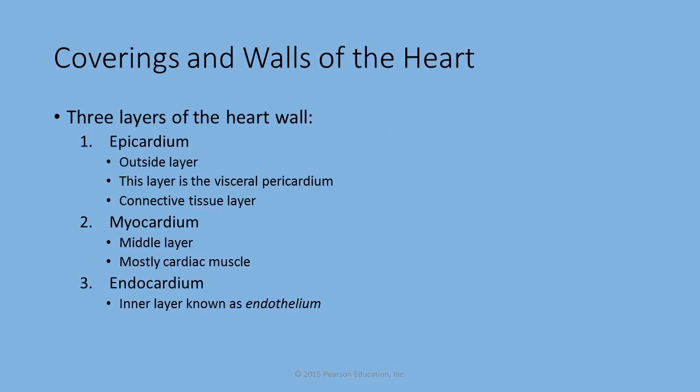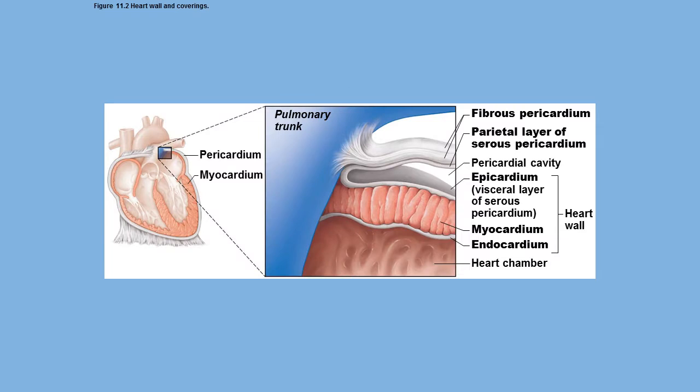First, when we look at the layers of the heart wall itself, there are three layers that compose the wall. You have the epicardium, the myocardium, and the endocardium. Whenever you see epi, that's going to be the outermost layer, and endo will be the innermost layer. So the epicardium is the outermost layer. This is connective tissue. The myocardium is mostly cardiac muscle, so this is the muscle that's actually doing the pumping of the heart. The endocardium is the innermost of the three layers.